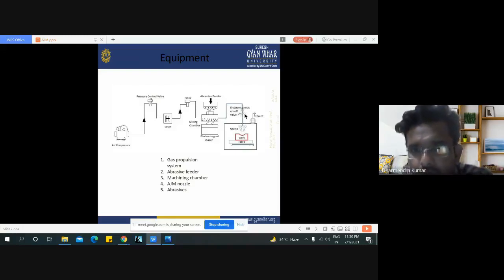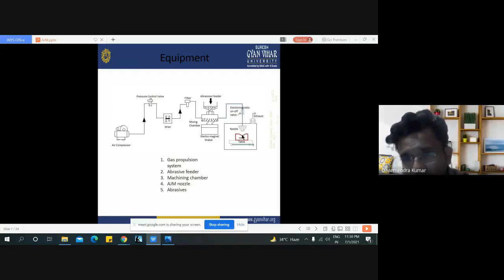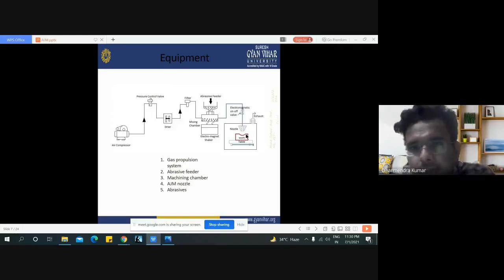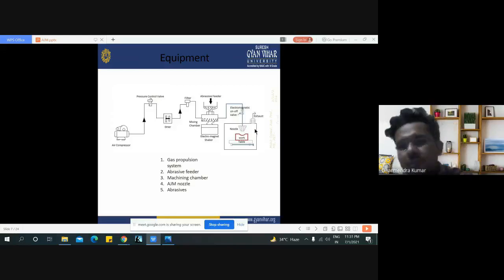Here we use an electromagnetic on-off valve for regulating the high speed velocity of the mixture, which contains air, gas and abrasive. Then it finally comes to the nozzle, and from the nozzle it acts on the workpiece for the operation. We also use an exhaust port, where the extra gases or extra abrasive particles exhaust from this side.